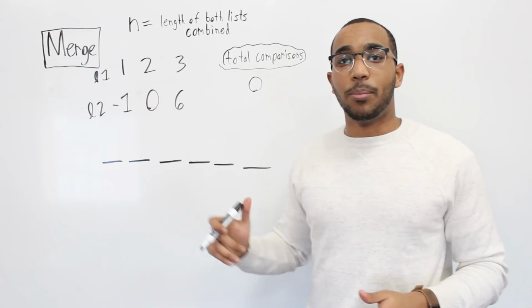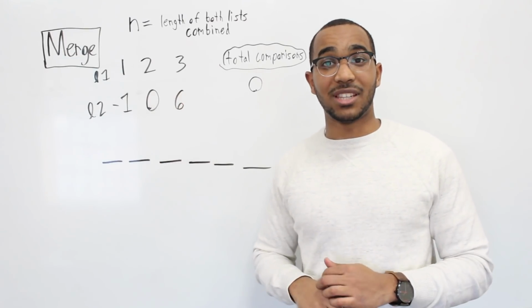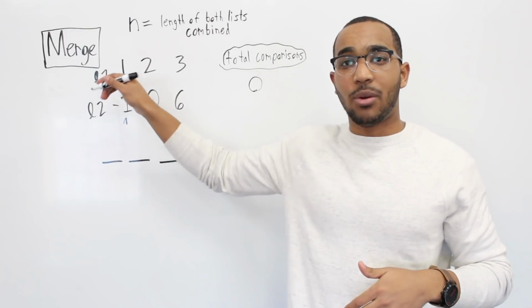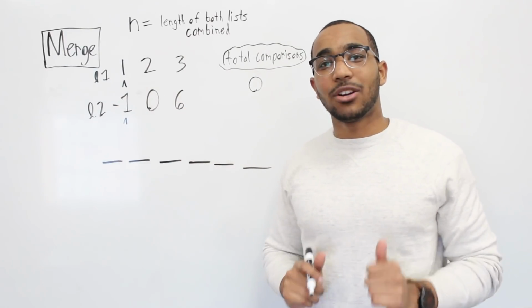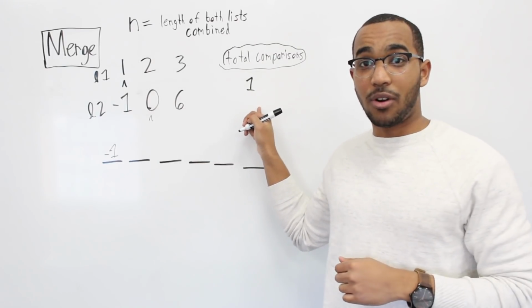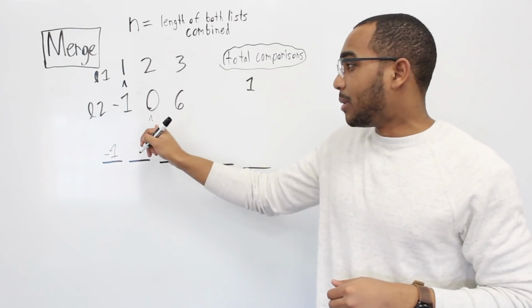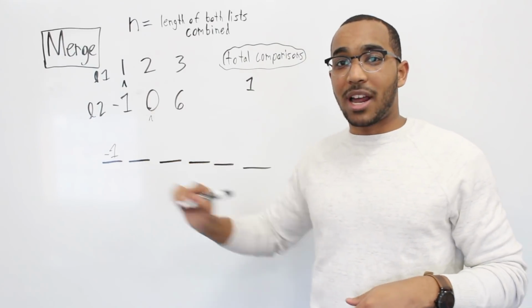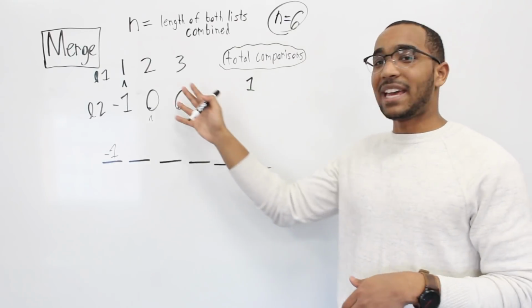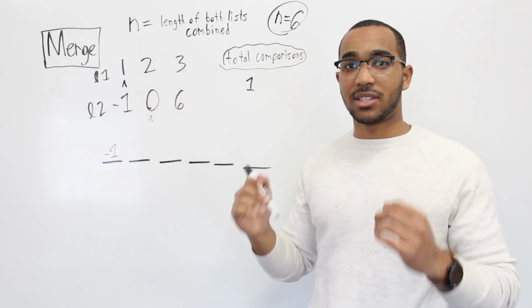So what we'll do is we'll put a pointer on the front of both of these lists. We're going to compare -1 and 1. Which wins? The lesser item wins. So -1 wins. How many comparisons have we done so far? We've done one comparison and we moved this pointer forward and -1 got its placement. And remember, I forgot to say n is 6. The length of both of the lists summed together is 6.